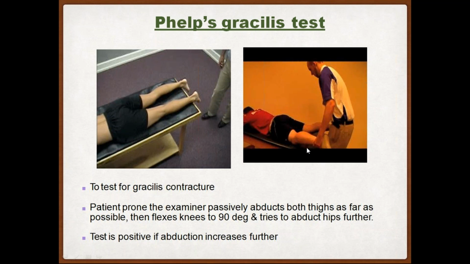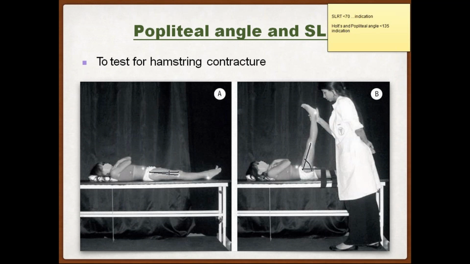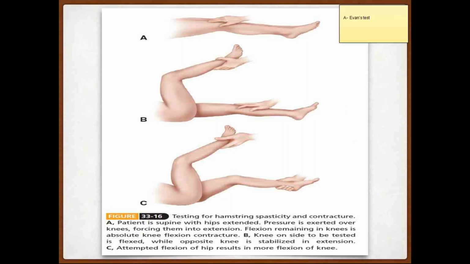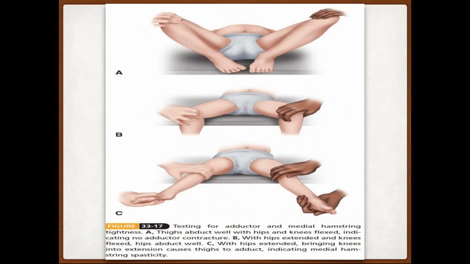When it is extended, it was totally stretched and contracted, therefore abduction is not possible. But whenever it is flexed, abduction of the hip is possible. So it indicates gracilis contracture. And this is the popliteal angle, for hamstring contracture. These are different. This is for the adductor. Adductor longus will be here. If you abduct the hip and palpate here, there is a cord-like structure known as the adductor longus.